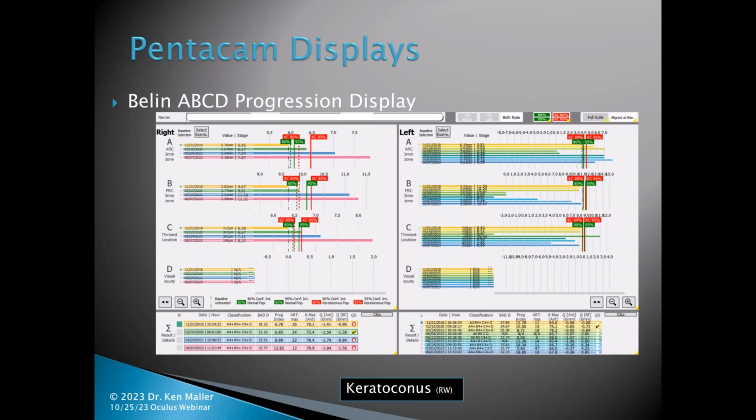Now on this right eye, you can see from 2018's exam through the 2023, everything has moved further to the right. So in essence, the anterior radius of curvature has changed more, indicating more assuredness that we have keratoconus.